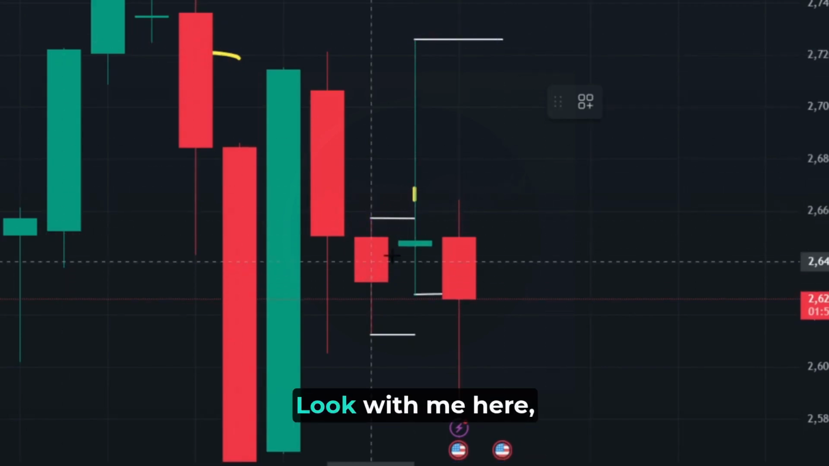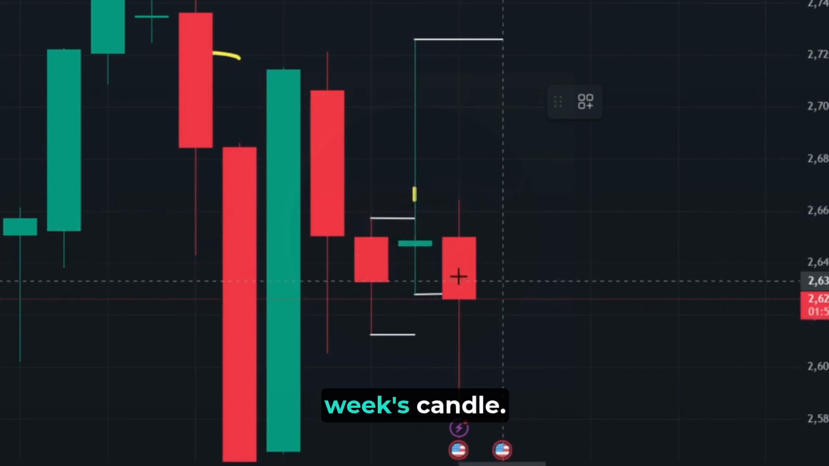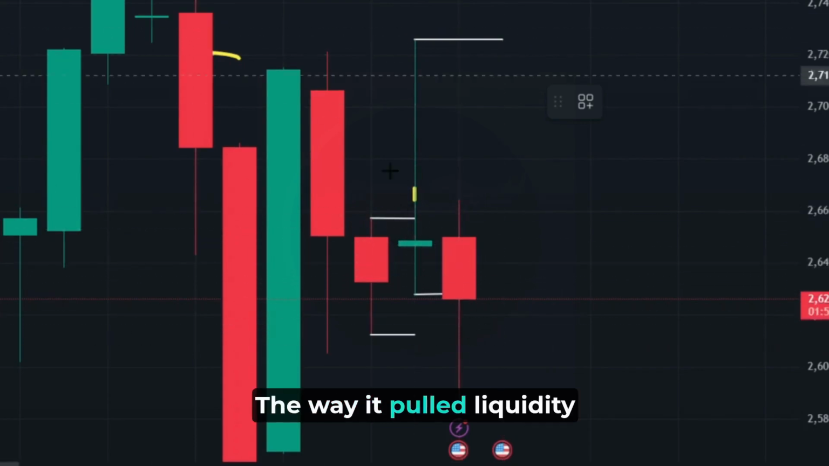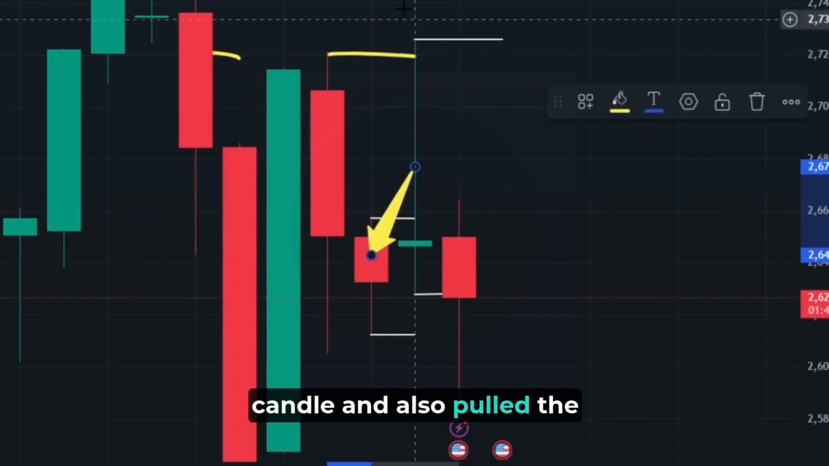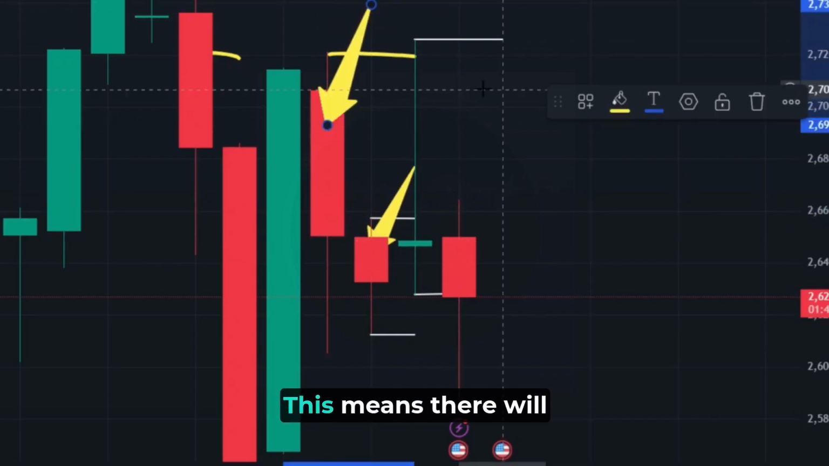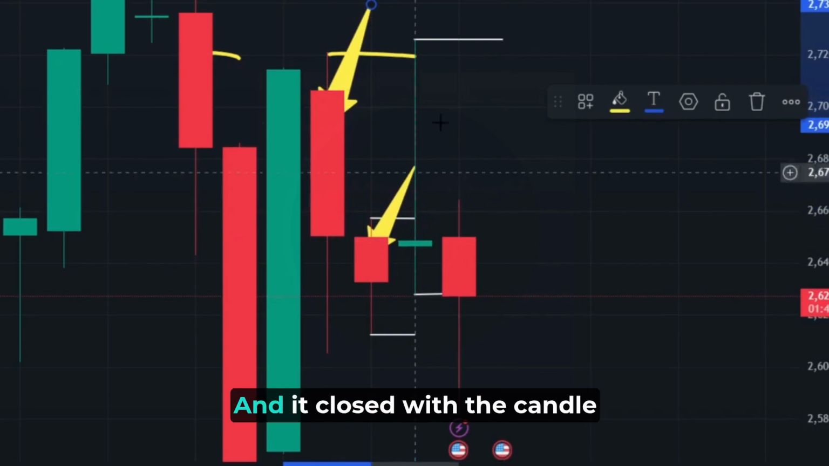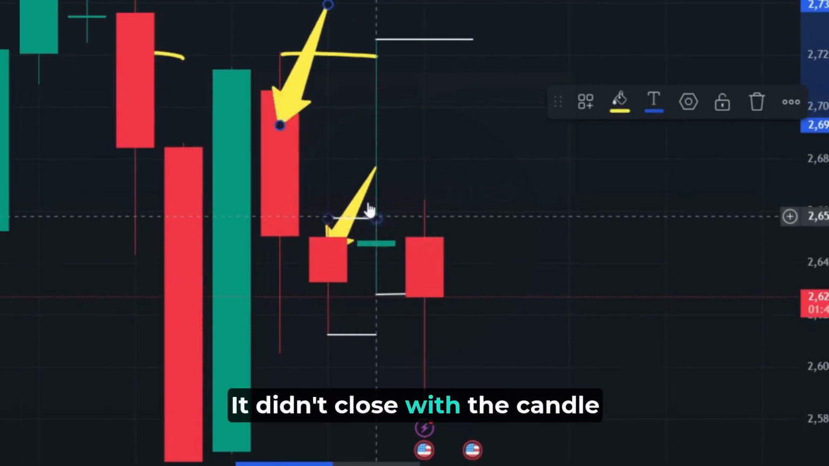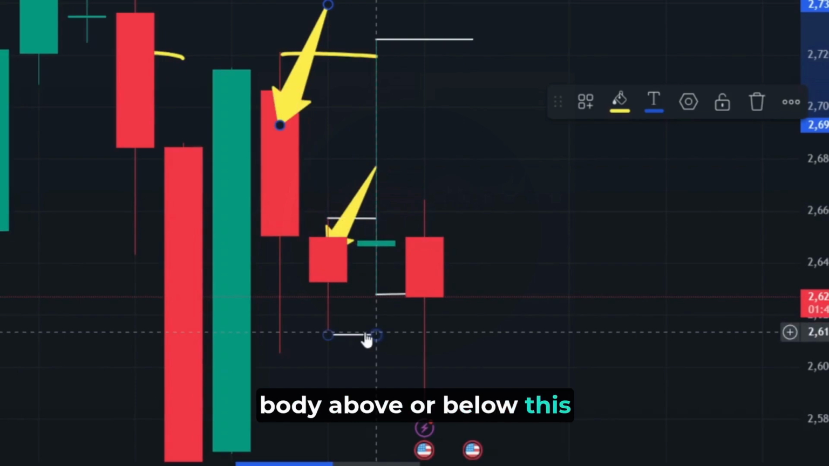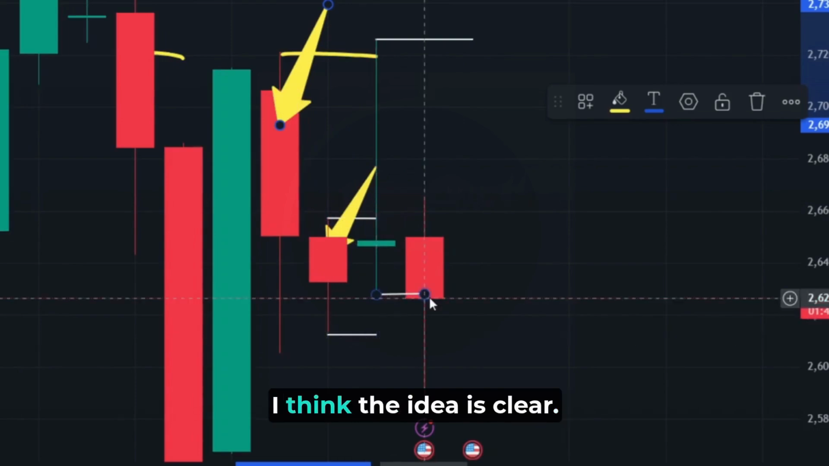What will you notice? Look with me here. This candle is this week's candle. The way it pulled liquidity means it pulled what? It pulled the high of this candle and also pulled the high of this candle. This means there will be a strong drop and it closed with the candle body inside this area. Alright? It didn't close with the candle body above or below this previous candle. I think the idea is clear. This is on the weekly time frame.